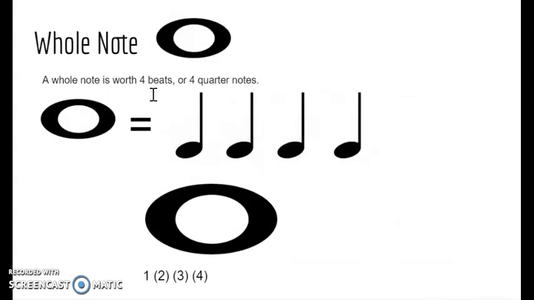This is a whole note. A whole note is worth 4 beats or 4 quarter notes. 1, 2, 3, 4. Beats 2, 3, and 4 are silent. So when we clap a whole note, we only hear 1.